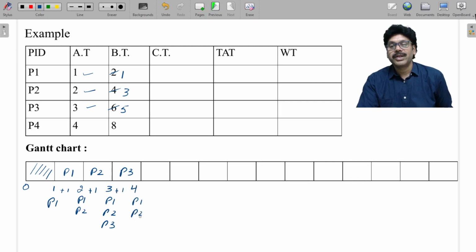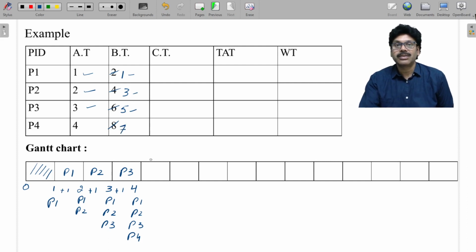P1 is carried forward, P2 is carried forward, P3 is carried forward, P4 also carried forward. Among these remaining times, P4 has the highest burst time, so execute it only 1 unit of time. Don't give all, because there may be preemptions; other jobs may have the longest burst times. So P4 is executed for 1 unit of time.